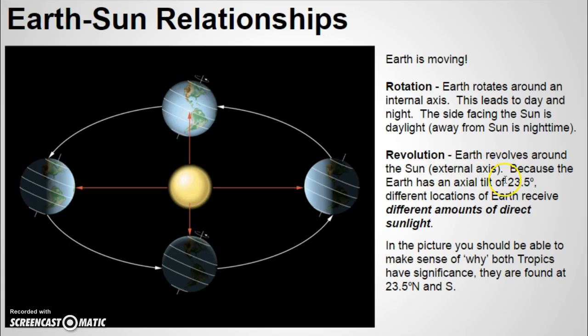Because the Earth has an axial tilt of 23.5 degrees, different locations of Earth receive different amounts of direct sunlight. In the picture, you should be able to make sense as to why both tropics have significance, because they're found at 23.5 degrees north and south.